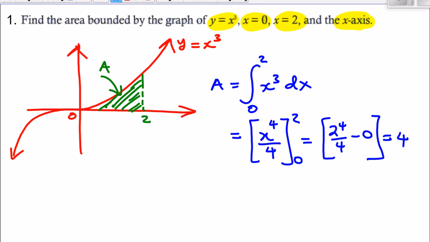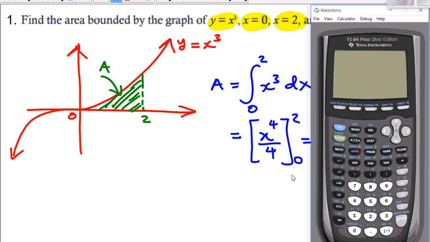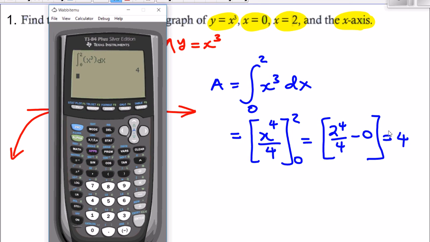You can also check this on your graphing calculator. So if you grab your graphing calculator, I'll show you how to work out this process. Just go to alpha, the same way we found definite integrals, and then you go on to number 4. The lower limit is 0, the upper limit is 2, and then you have your function x cubed, and we're integrating with respect to x. Okay, and you'll end up with the same answer as what we have here.